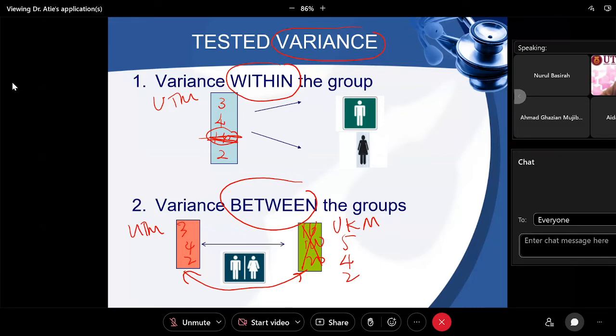Aida: The differences within the individuals. Group, huh? Within the group. Ya, apa dia maksudnya? What does it mean?